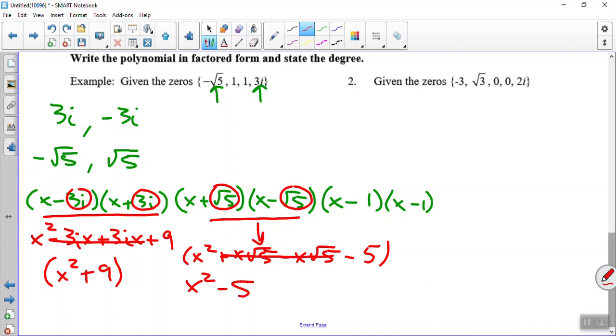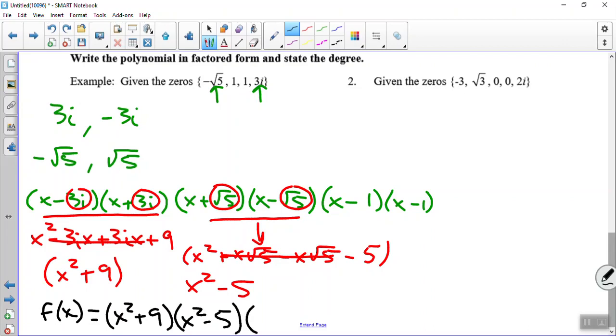Okay? So in factored form, we'd write f of x equals x squared plus 9 times x squared minus 5 times x minus 1 squared. Okay? We'll get plenty more practice in classwork. We can talk about any concerns you have about this, but go ahead and practice this one over here to the right. Pause the video, try that, and check your work.